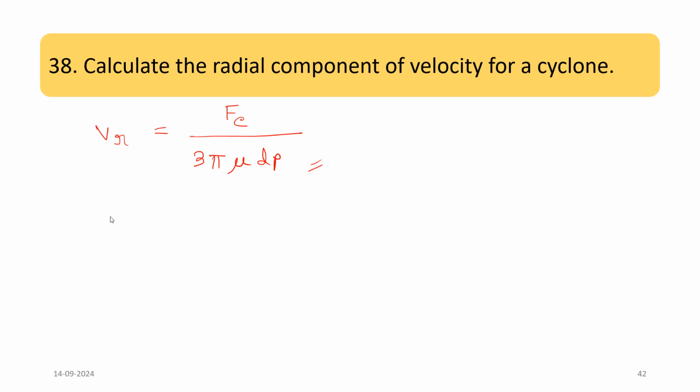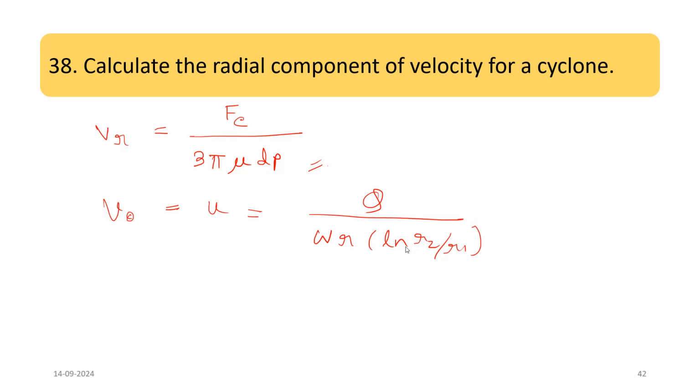And v theta, the rotational velocity component, is q divided by w r ln r2 by r1, where w is the width of the chamber, dp is the particle diameter, q is the volumetric flow rate of the fluid, and rho p is the density of the particle.